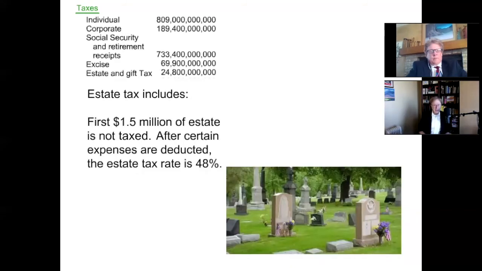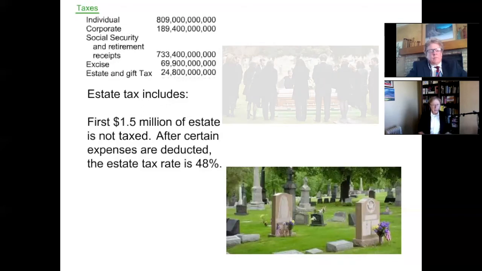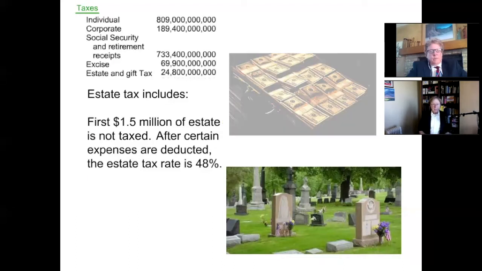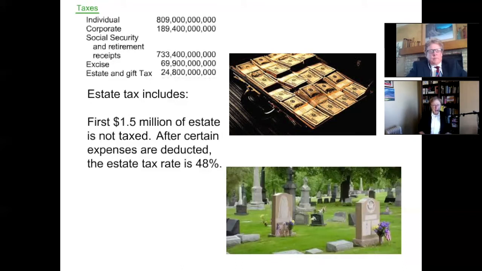An estate tax is tax on inheritance. When someone passes away, they pass on their belongings to their heirs. This constitutes their estate or what their heirs will inherit. The first 1.5 million of estate is not taxed. And then after that, it's taxed at a rate of 48%. Eric, that was in 2004. Do you happen to know what it is roughly now?